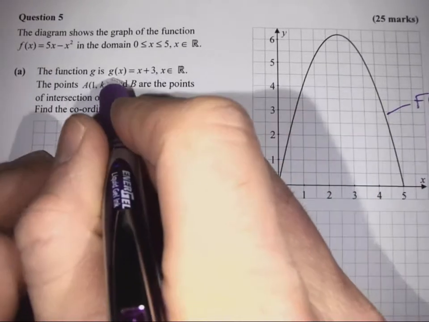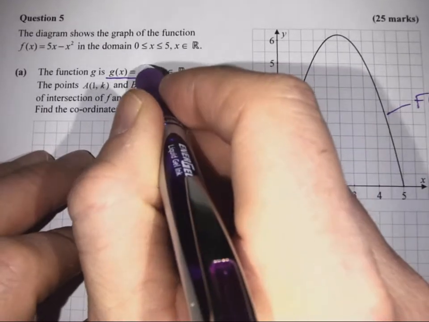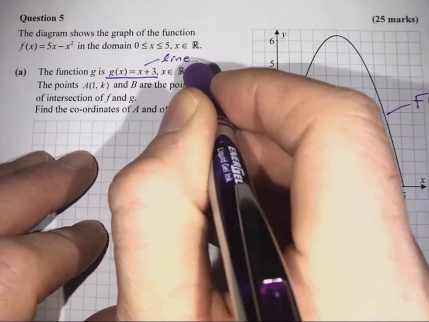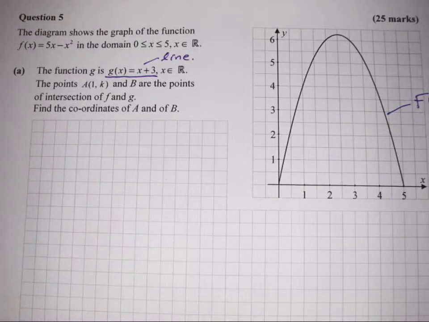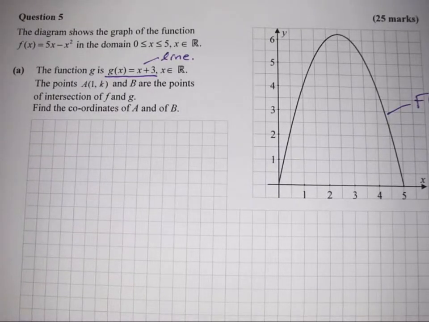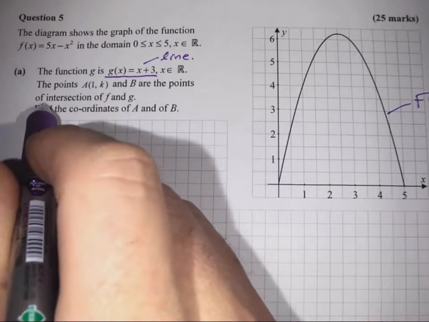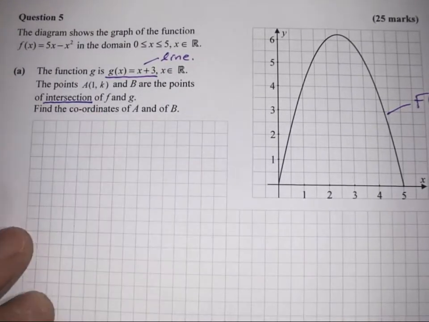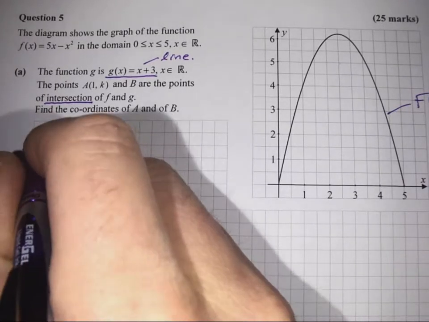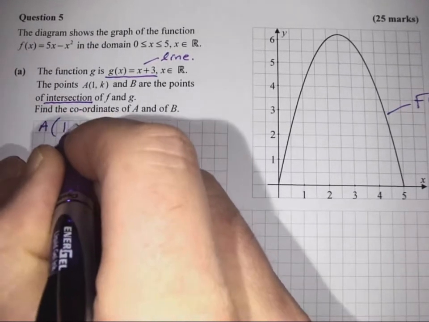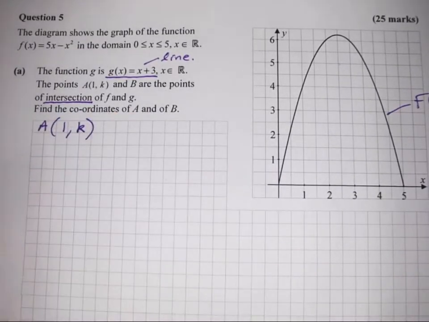The first thing to note here is that this is a straight line, because the highest power of x is 1. And then we're asked to get the points A and B, and these points, we're told, are the points of intersection of f and g. So this is where the straight line crosses the curve, and they supply us with half of the coordinates of A. They tell us that A is 1 and k, where k stands for some number.